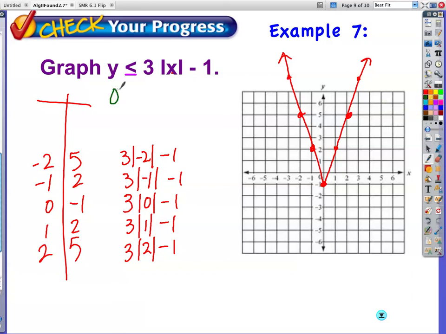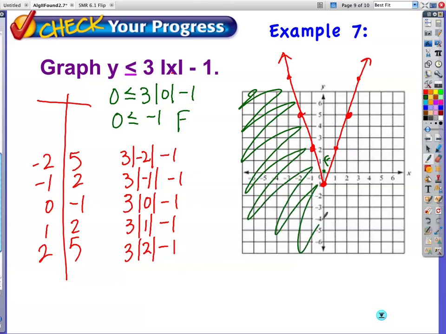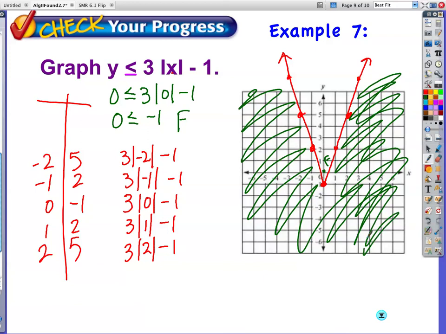So I put 0 in here. I'm finding out if this is true or false. This is 0 minus 1. Is 0 less than or equal to negative 1? No. 0 is greater than. Think of a number line. It's greater than or equal to negative 1. So this point right here is false, which means all of these points outside of this area of the absolute value are true. So that's our answer, on the outside of the V.